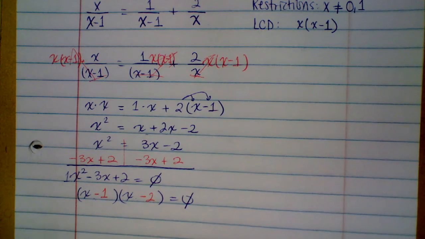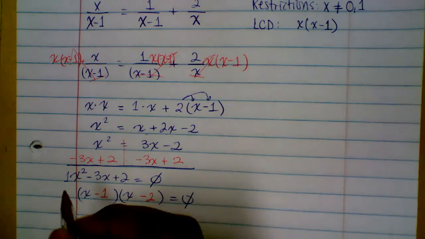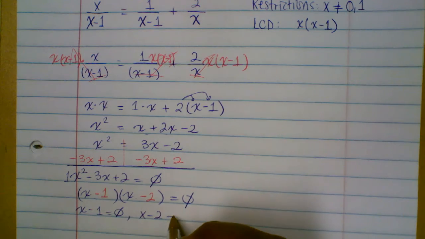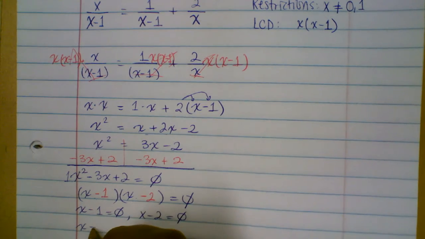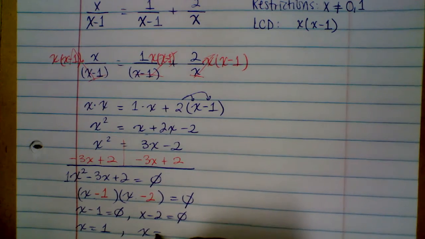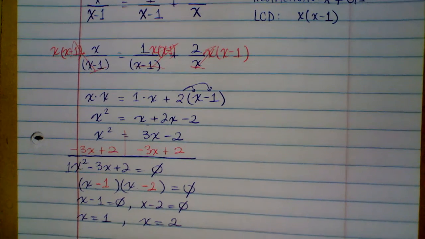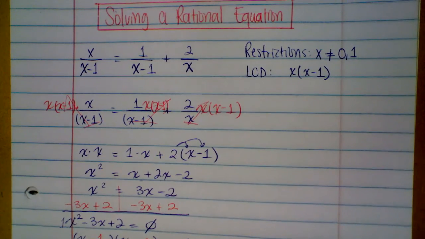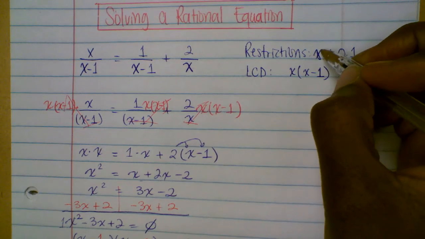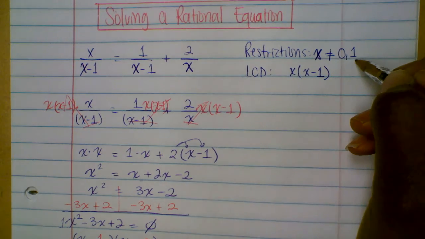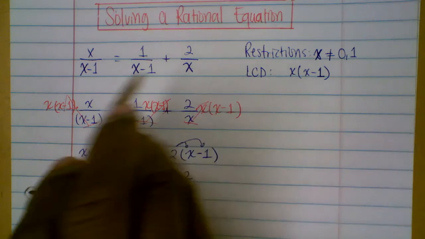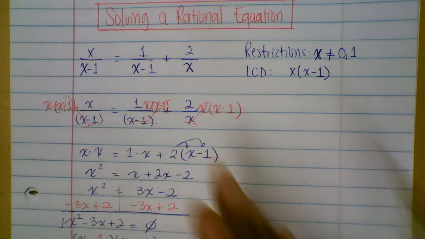Check, check. So now you're going to apply the zero product property. You take each factor, set it equal to 0, and solve for x. So x is equal to 1, and x is equal to 2. Now notice carefully here. When we identified the restrictions, we said that the denominator cannot be equal to the numbers 0 and positive 1. Why? Because both numbers 0 and positive 1 make the denominator equal to 0.